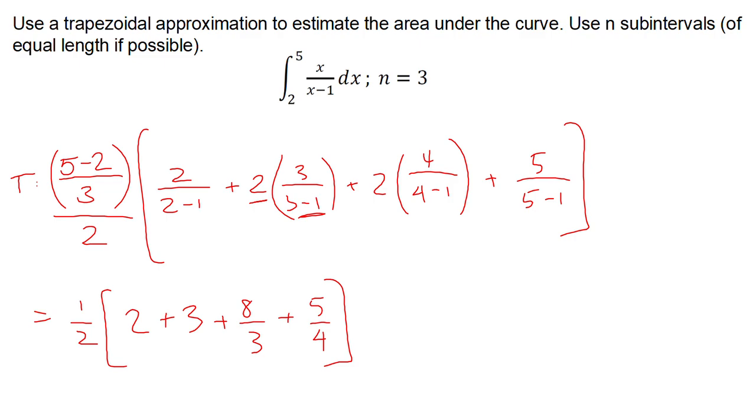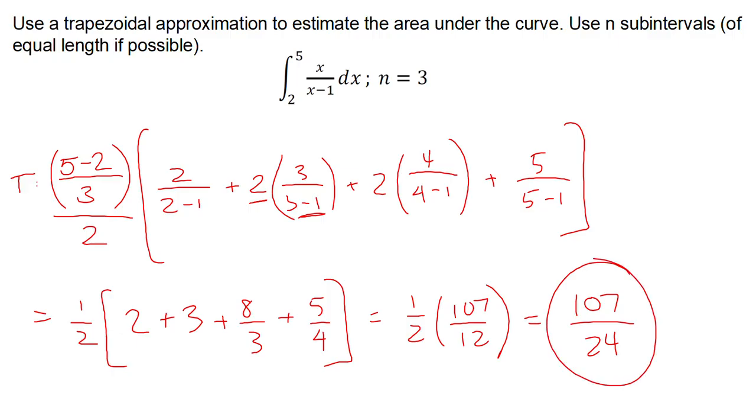Right? And so we'll have 24/12 plus 36/12 plus 32/12 plus 15/12. So that adds up to be 107/12, which gives us 107 over 24 when we multiply by that 1/2.